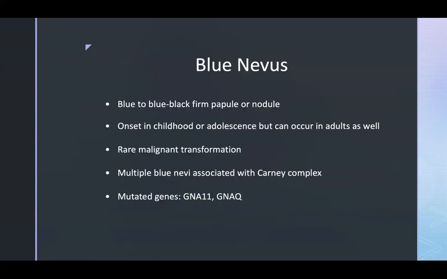Moving on to blue nevus. Blue nevi are blue to black firm papules or nodules. They often occur in childhood or adolescence, but they can develop in adults as well. You can have rare malignant transformation in blue nevi. So it's important, if you see a blue nevus, to sample as much as you can, because if you don't get deep enough, you leave the rest up to imagination. Blue nevi definitely can have malignant transformation arising from them.